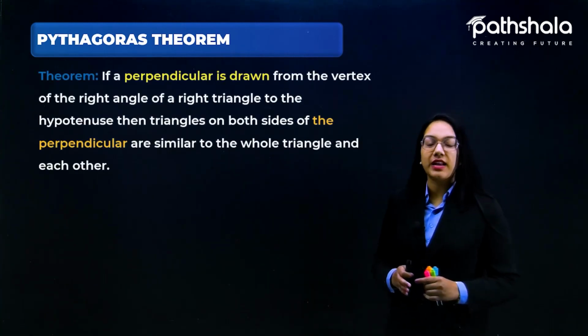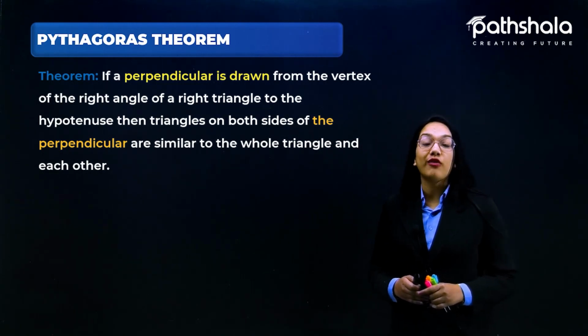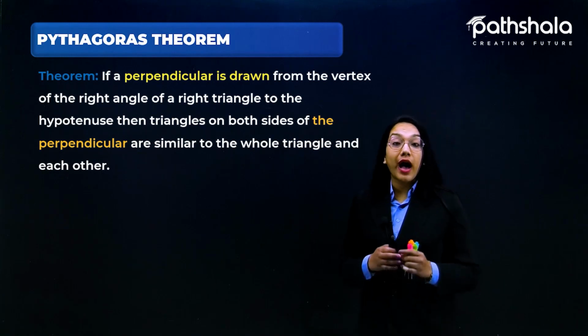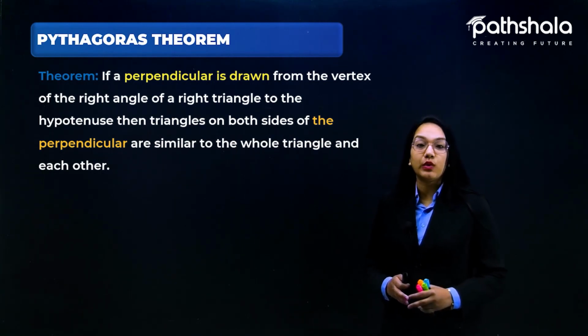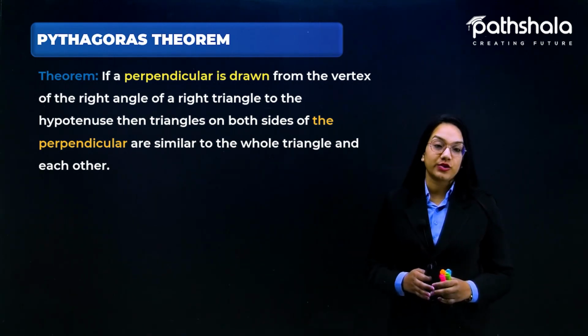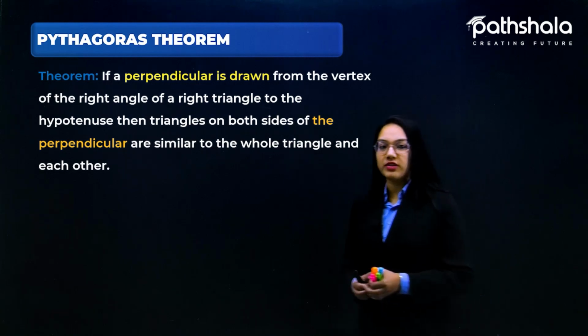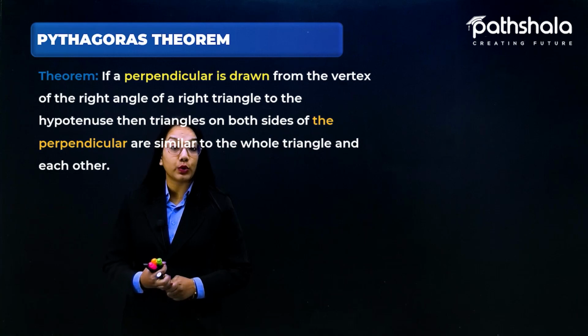The theorem says that if a perpendicular is drawn from the vertex of the right angle of a right triangle to the hypotenuse, then the triangles on both sides of the perpendicular are similar to the whole triangle and to each other as well. So let's start the proof of this theorem. First of all, we'll start with the given conditions, that is, what is given to us.